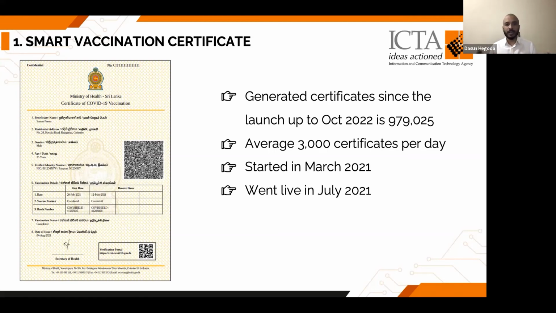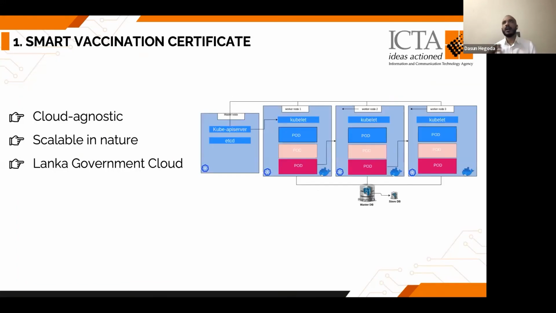Thanks to the DIVOC team for supporting us, and we are in close collaboration. Now we are planning to upgrade the entire stack to DIVOC 2.0. We run our entire infrastructure in Lanka Government Cloud, which is a private cloud we have for the government of Sri Lanka to offer services to citizens.